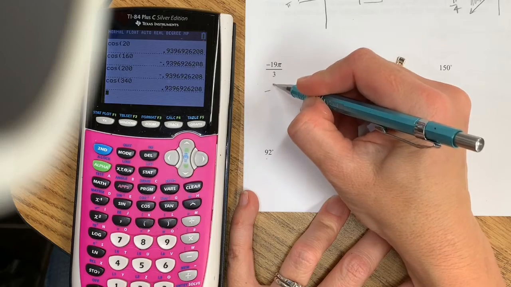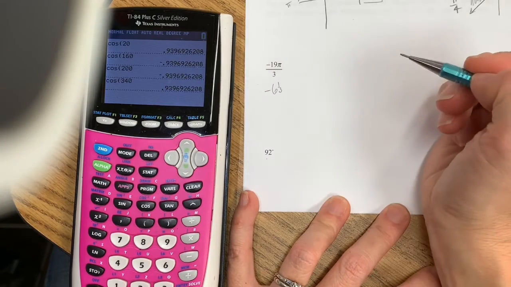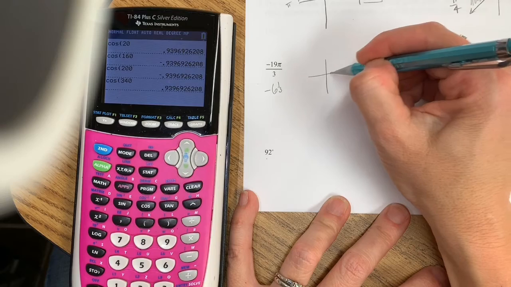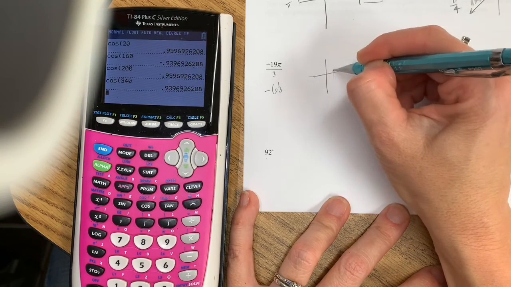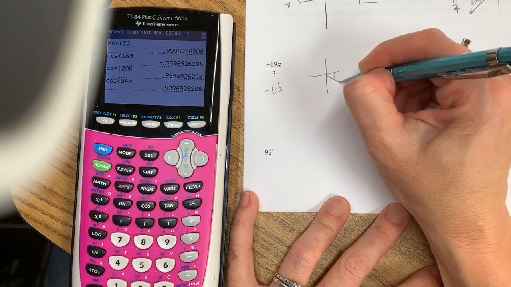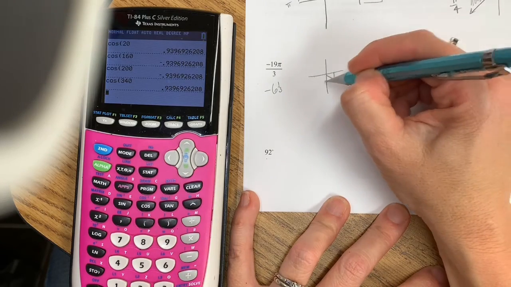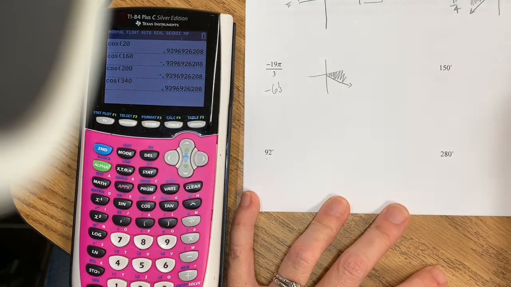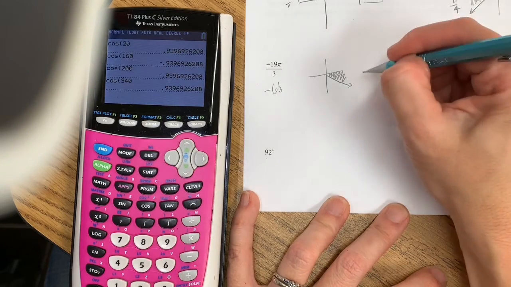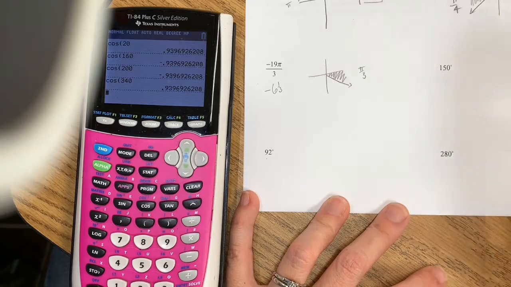All right, negative 19 pi over 3. That's negative 6 1/3. That sounds about right. So let's see, starting here, negative 1, negative 2, negative 3, negative 4, negative 5, negative 6, and 1/3 more. So there's a picture of it, right? I didn't draw in all the rotations, but this is the reference angle. So the question is, how far did we go to draw that? We went pi over 3.